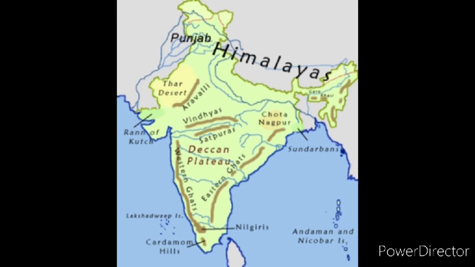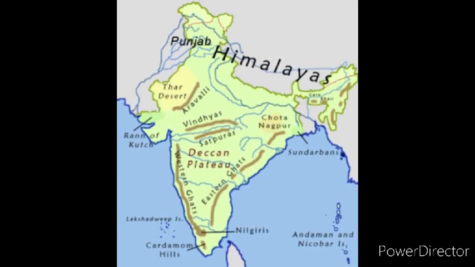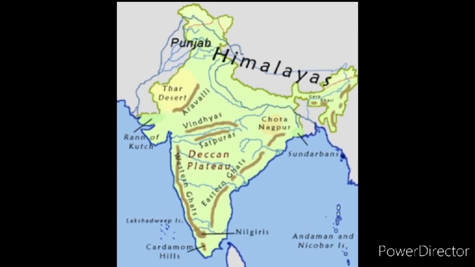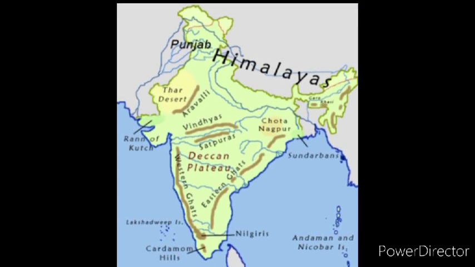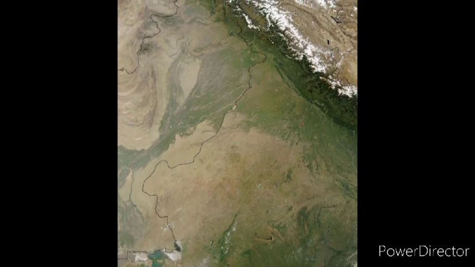It prevents the winds blowing to the Thar desert. So there will be less rainfall. Understood, children? Therefore, this part has a dry climate.